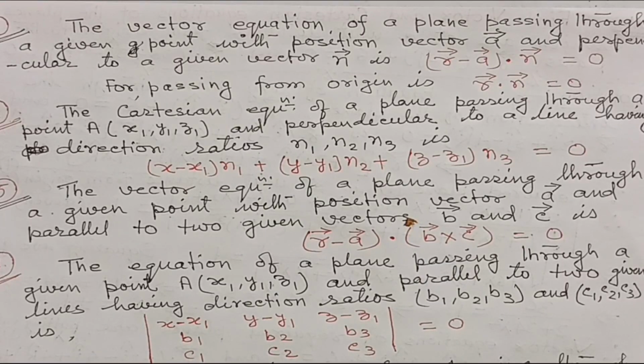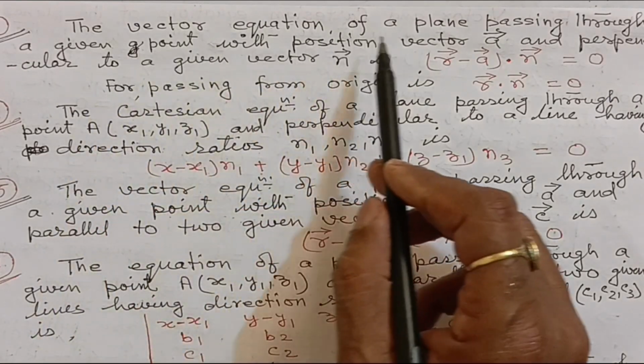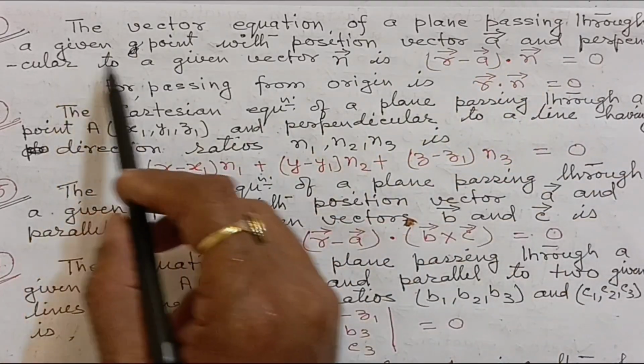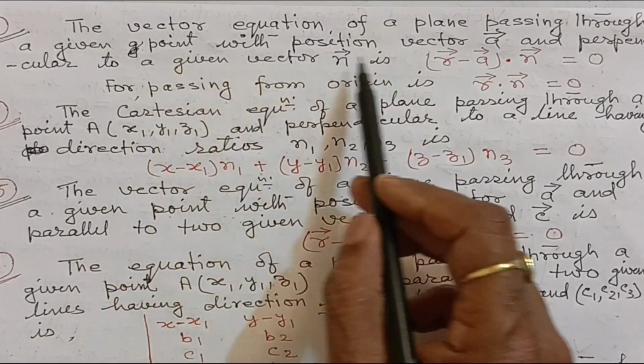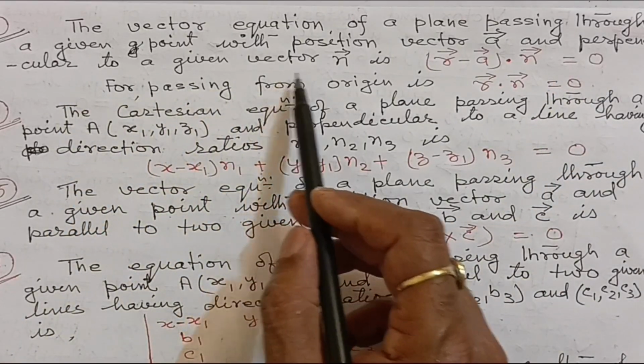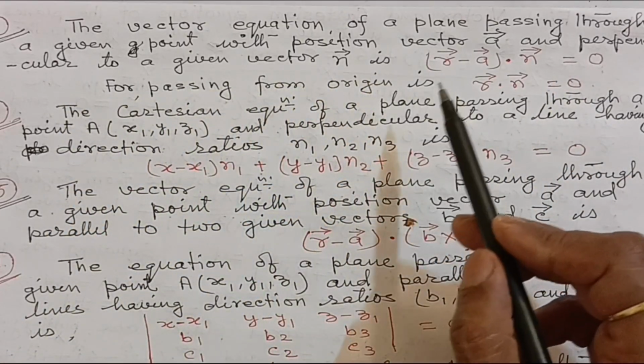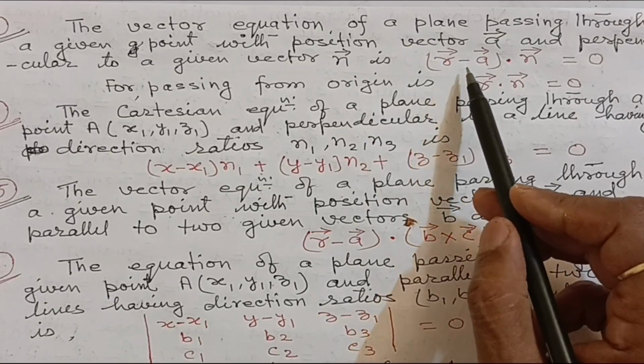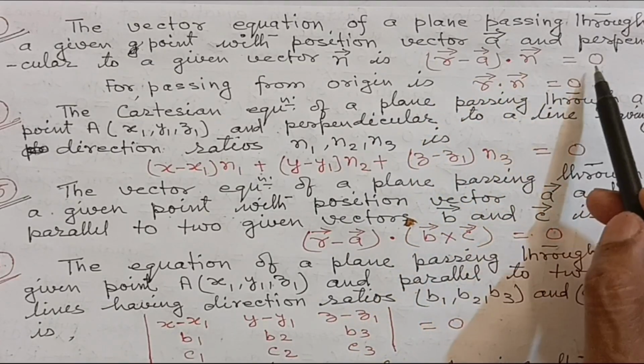Solve the problem. These are the basic formulas. You will have to remember them. First, the vector equation of a plane passing through a given point with position vector A and perpendicular to a given vector N is (vector R minus vector A) dot vector N is equal to 0.